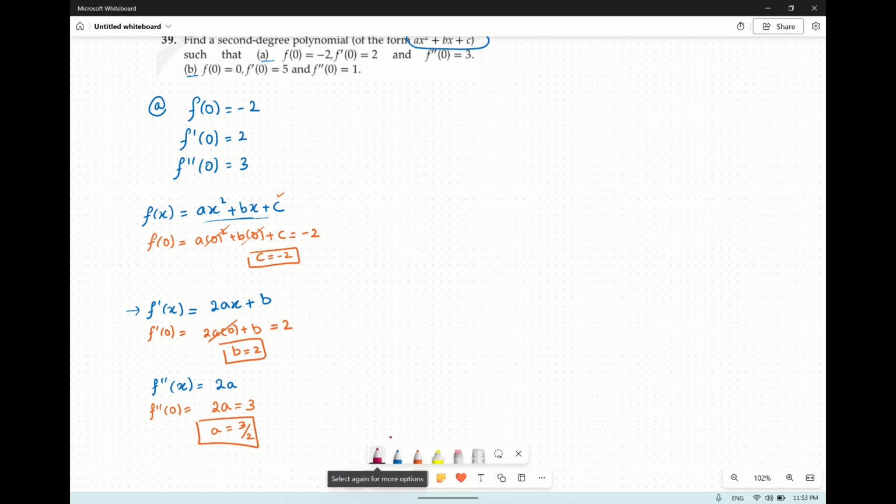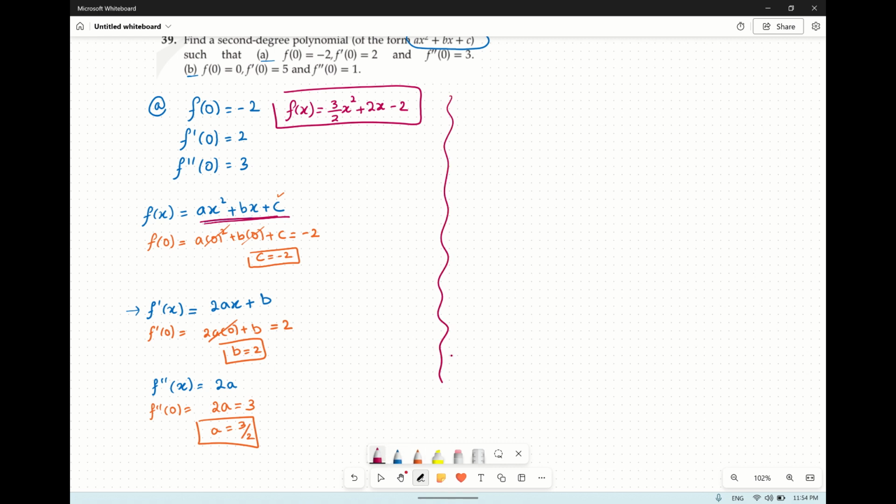And now I can write the final answer that f of x is, I will write this, but then I will put the values of a, b, and c. 3 over 2 x squared plus 2x minus 2. And this is the answer for part A.